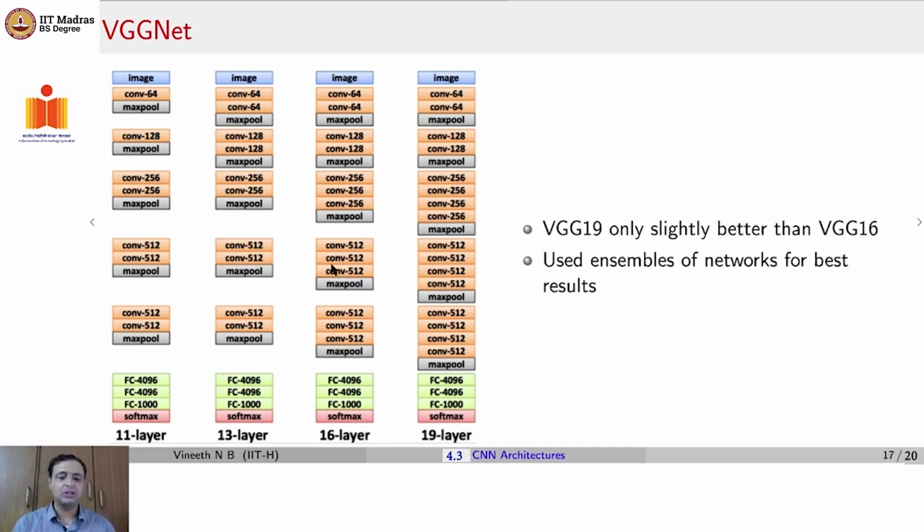They found in this architecture that VGG 19 was only marginally better than VGG 16. So until VGG 16, the performance kept improving with depth, but it seemed to saturate after a certain depth. And this issue was addressed later, as we will see in the next few slides. And they also tried using ensembles of different networks to get improved performance on the same task.